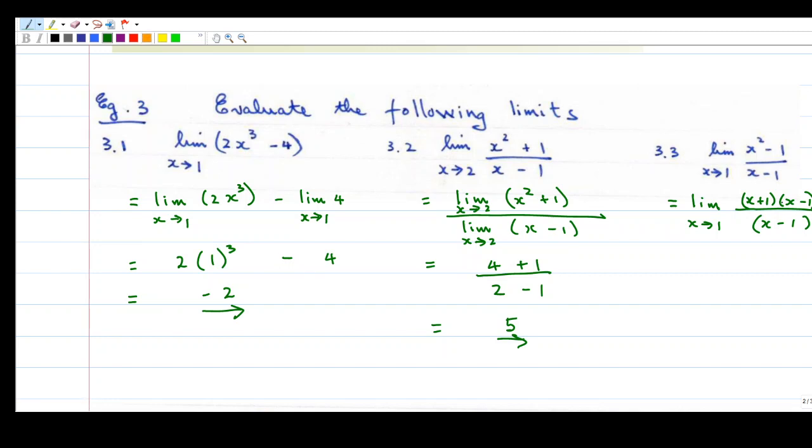So the factor x minus 1 in the numerator divided by the factor x minus 1 in the denominator, that will give us the same factor we're dividing, so it's going to give us 1, and we end up now with the limit as x approaches 1 of x plus 1. So this gives us an answer of 2.